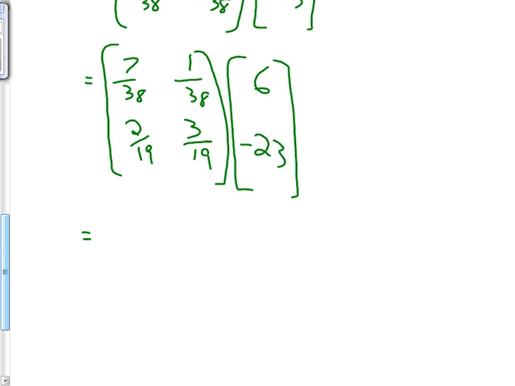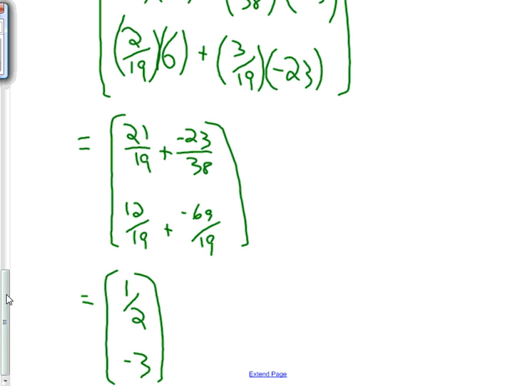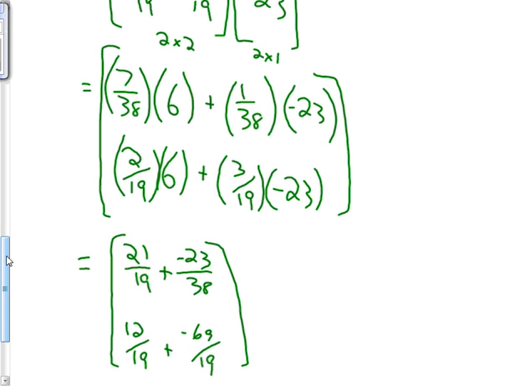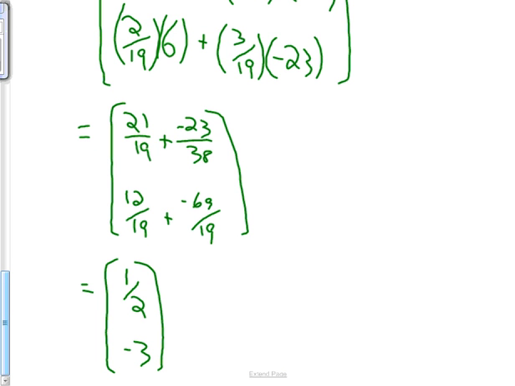So how do we go about multiplying these? We're going to take our row 1 times our column 1. We have 7 over 38 times 6 plus 1 over 38 times -0.3. Okay, so we found this from our multiplying. We went through, added together, and we got 1/2, -3.